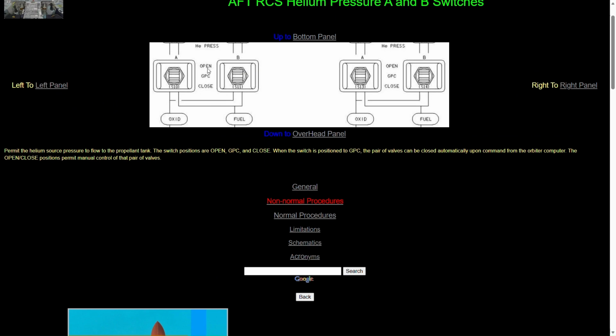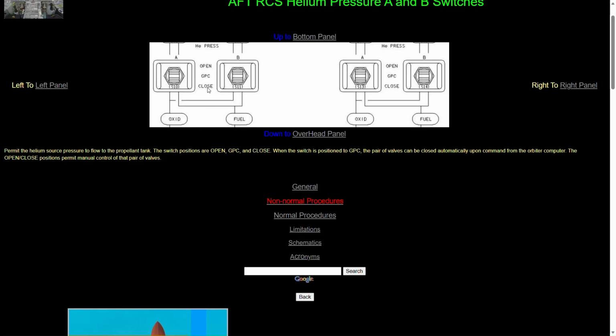Open opens the valve, allowing the helium pressure to go to the fuel or oxidizer, whichever switch is open, and then there is close. That is where we find the solution for our problem. We had a thruster that was stuck. We close the switches here, and it stops the pressure to the fuel and the oxidizer, so the pressure is not able to push the oxidizer and the fuel to the thruster.